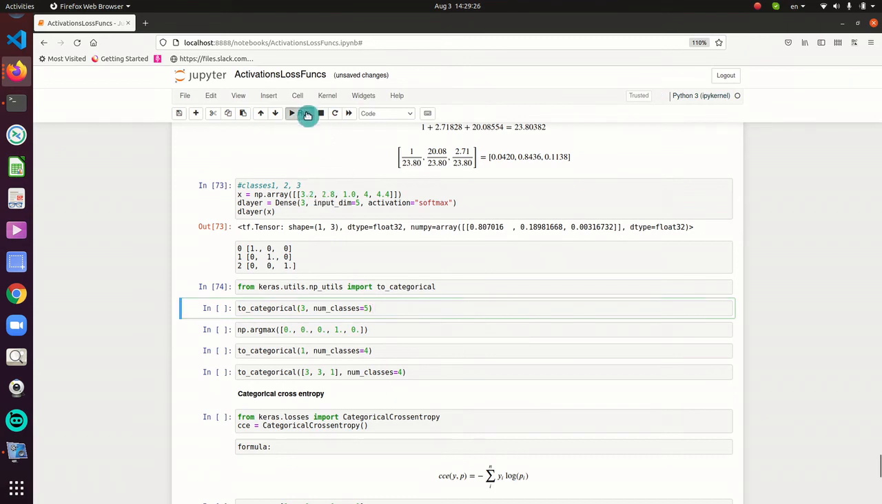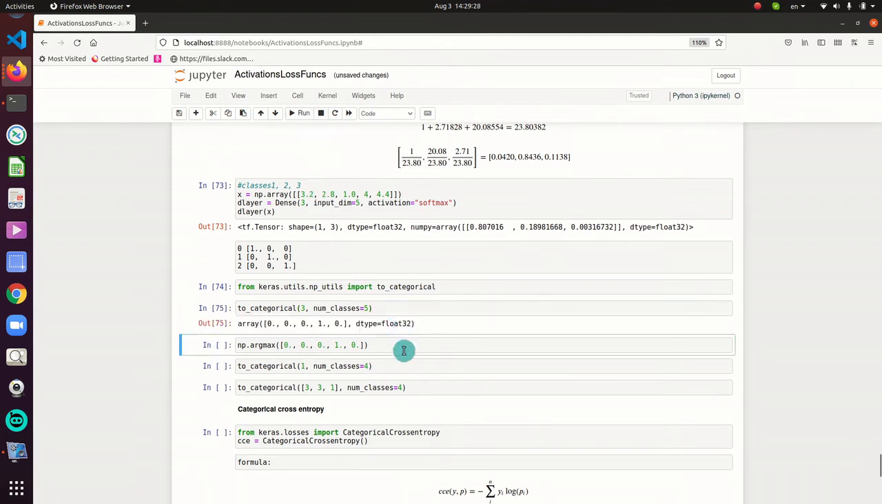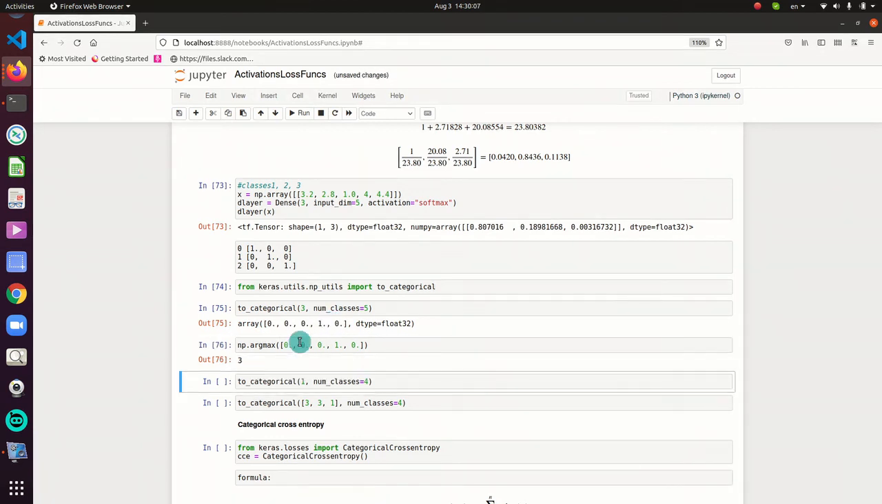Here are some examples of one-hot encoding. We give the class label 3, here it is, and the number of total classes should be 5. So we will put the class label 3 into the third position: 0, 1, 2, 3. Here it is. If we take an argmax over the result, we turn back to the original class label.